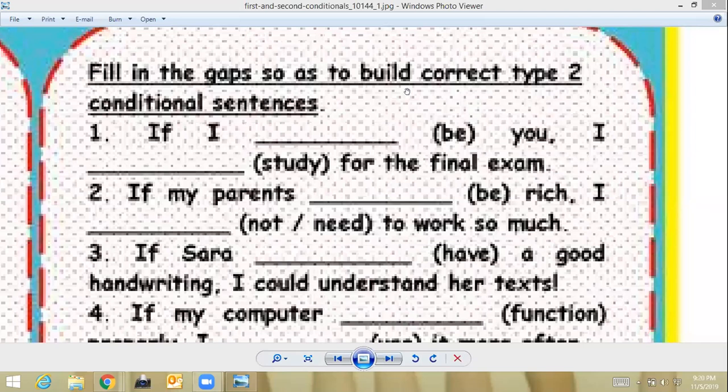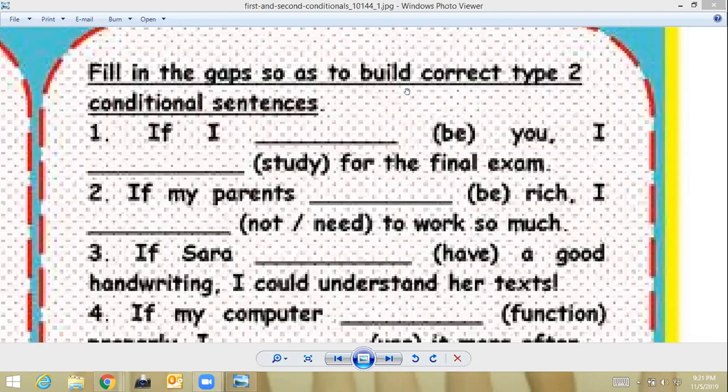Observation. When you're using the second conditional, was does not exist. So how do you say, si yo fuese usted? If I were you. Very good. How do you say, si usted fuese ella? If you were her. How do you say, si ella fuese usted? If she were you. So it doesn't matter which personal pronoun you're using, you always need to use were, because was does not exist. Are we okay? All right.